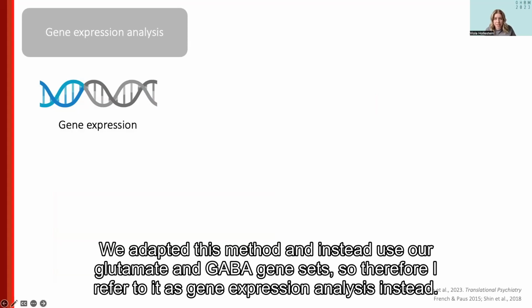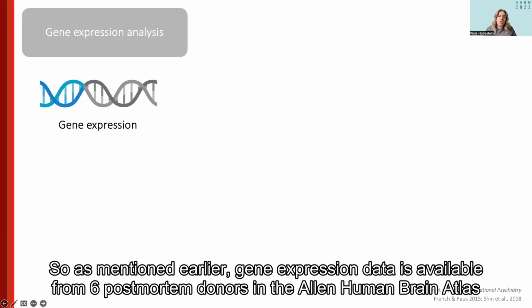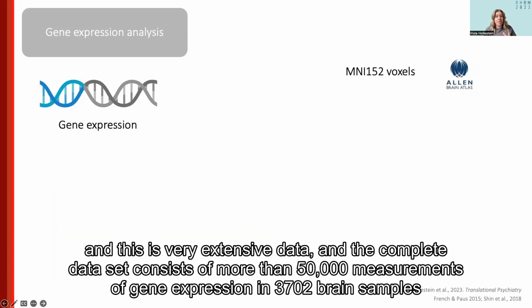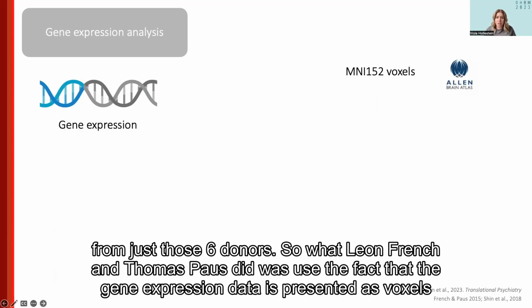So as mentioned earlier, gene expression data is available from 6 post-mortem donors in the Allen Human Brain Atlas, and this is very extensive data, and the complete data set consists of more than 50,000 measurements of gene expression in 3,702 brain samples from just those 6 donors.